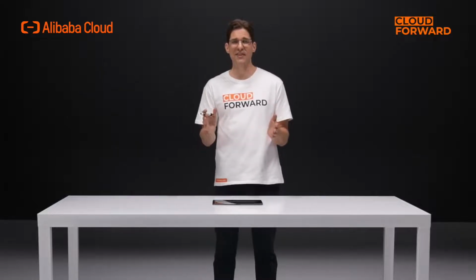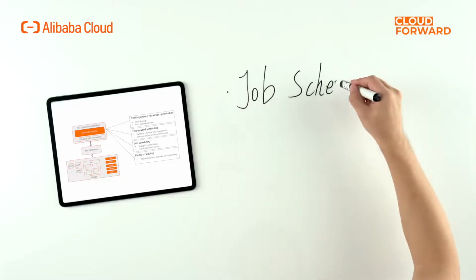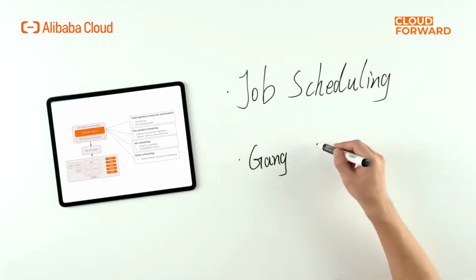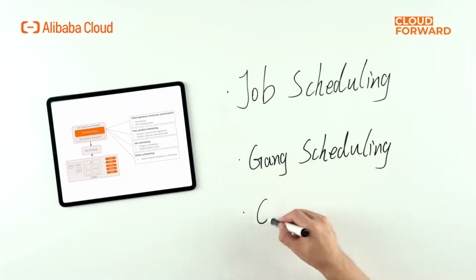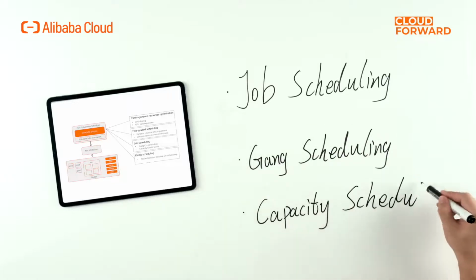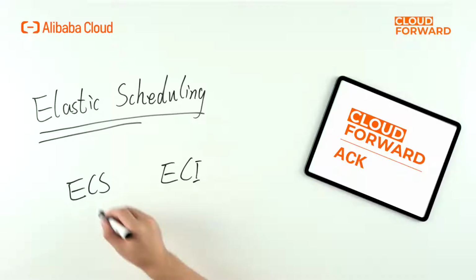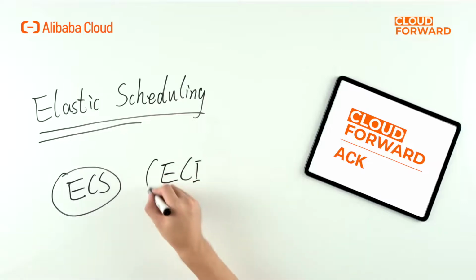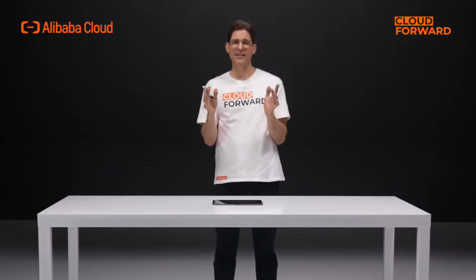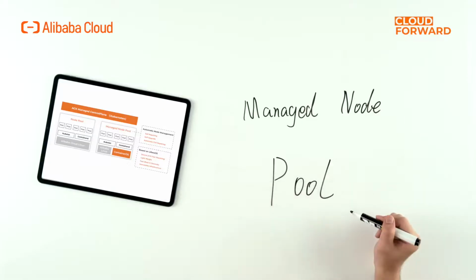Then in terms of fine-grained scheduling, ACK supports dynamic resource overcommitting, elastic resource limits, and intelligent resource specification recommendation, which can also increase resource allocation rate by 100%. While for job scheduling, ACK supports gang scheduling and capacity scheduling. And for elastic scheduling, ACK supports elastic priority configuration for elastic compute services and elastic container instances. Furthermore, ACK supports the managed node pool.